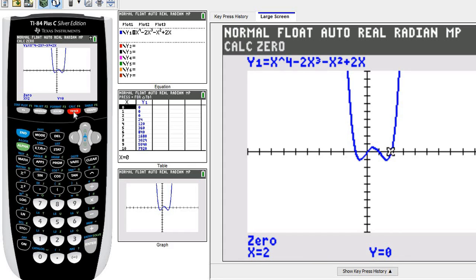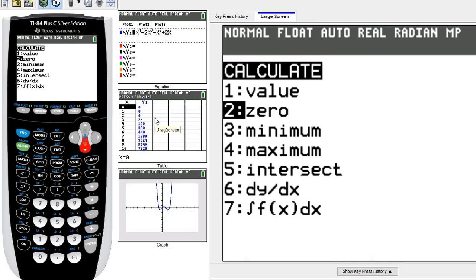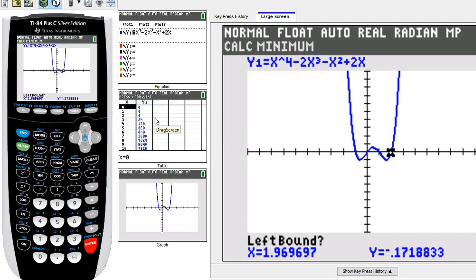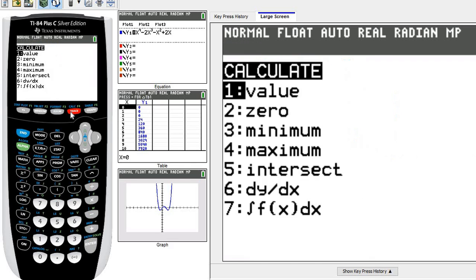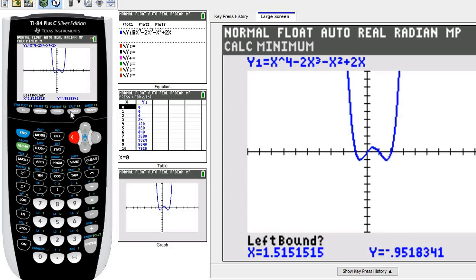Let's find the extreme points. We have 2 maxes and 2 mins. So let's go for the min first. Since we're over here, we'll go to the left of that one, enter. We'll go to the right, enter, enter one more time. And our first minimum is at x equals 1.62, it looks like. Let's get our second minimum on the other side of the graph.